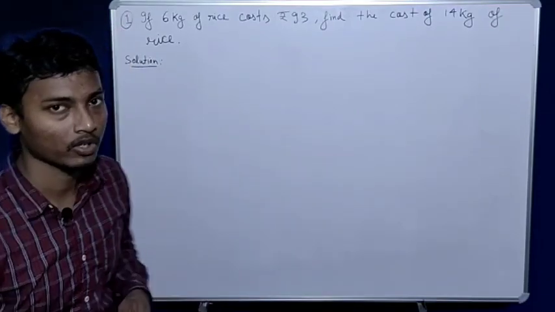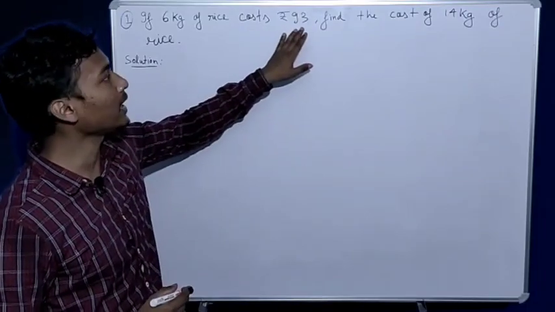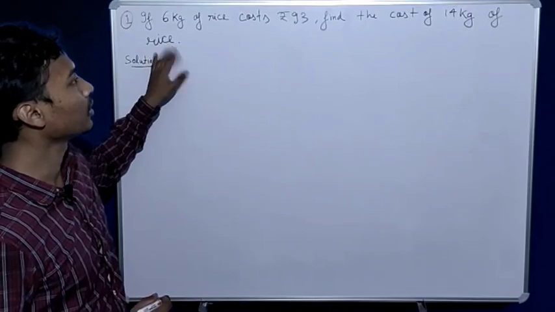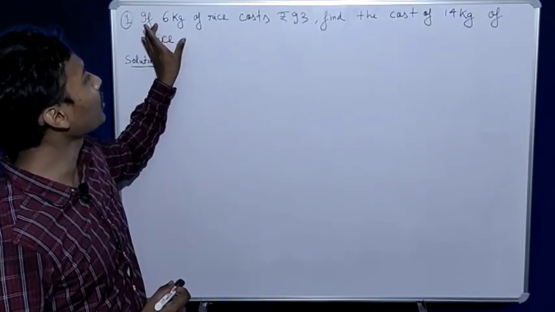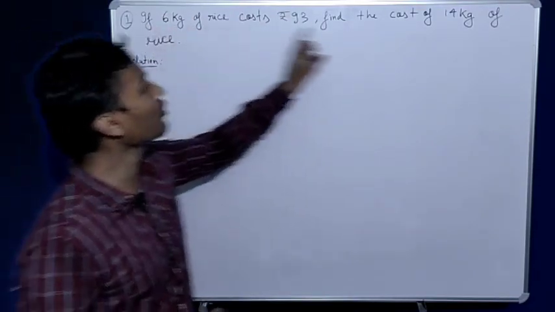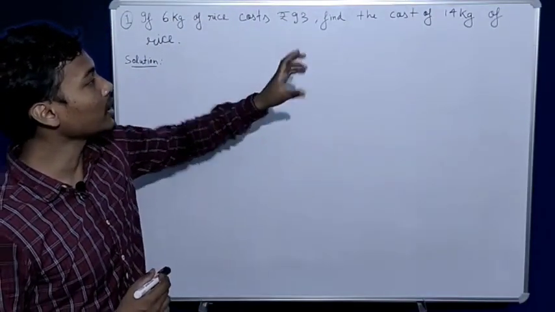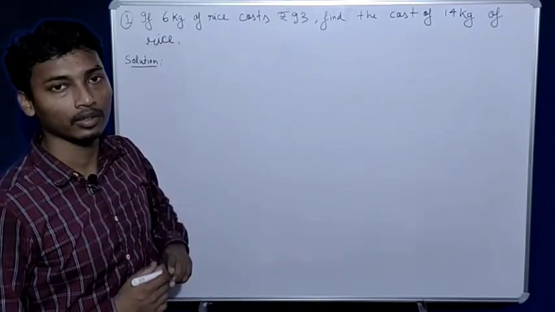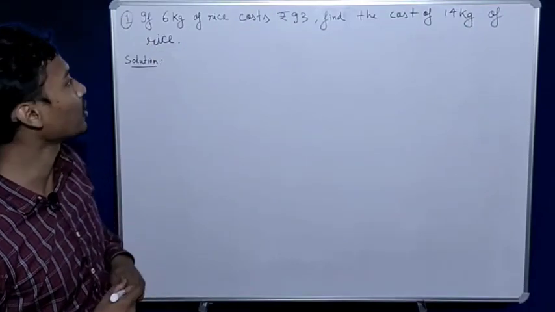Let's take the first question. If 6 kg of rice costs rupees 93, find the cost of 14 kg of rice. Now if you observe, here the cost of 6 kg of rice is given. We have to find the cost of 14 kg of rice. In order to find 14 kg, first we can find the price of 1 kg of rice. That is finding the value of 1 unit of a quantity.